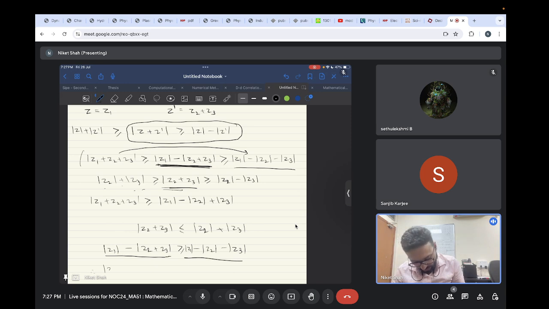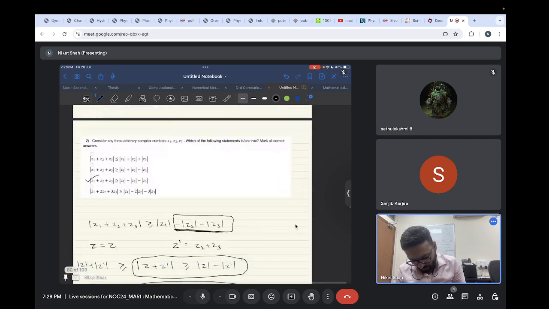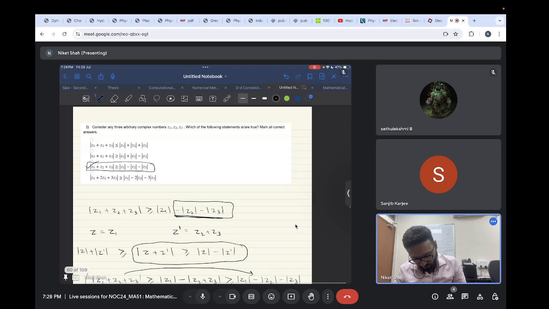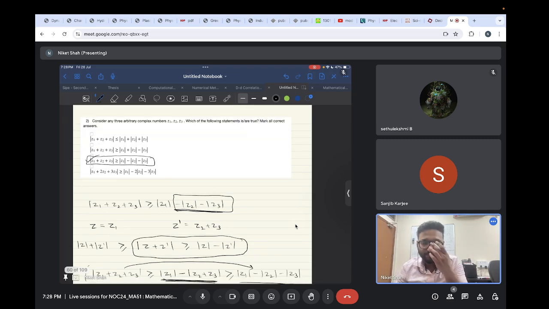Therefore, mod Z1 plus Z2 plus Z3 will have to be greater than or equal to mod Z1 minus mod Z2 minus mod Z3. So basically this expression is correct. That's the conclusion. Is that clear to everyone?